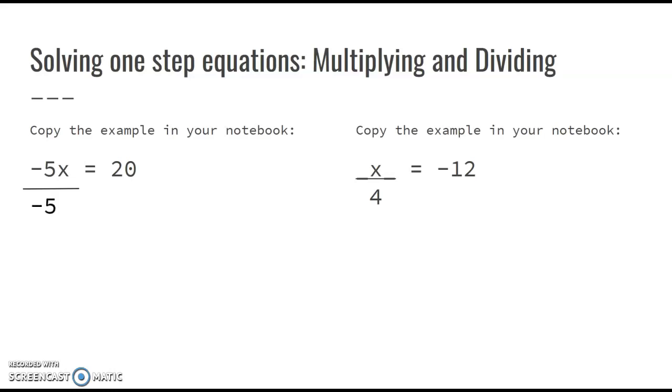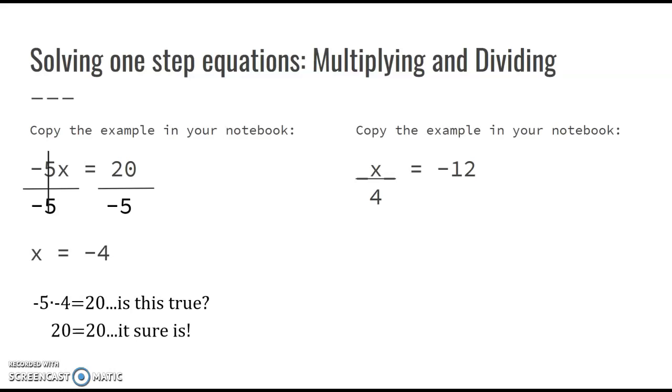When I divide negative 5 by negative 5, I get 1, and that cancels out. I'm going to do the same thing on the right. And now I get, if I evaluate 20 over negative 5, which is step 2, I get negative 4. Now last step, which is super crucial, I'm going to check my work. I'm going to plug negative 4 back in for x because we are saying x is negative 4. So I've got negative 5 times negative 4 is equal to 20. Is this true? Yes, because two negatives, when I multiply them together, gives me a positive. So 20 is equal to 20. And that's done with that.